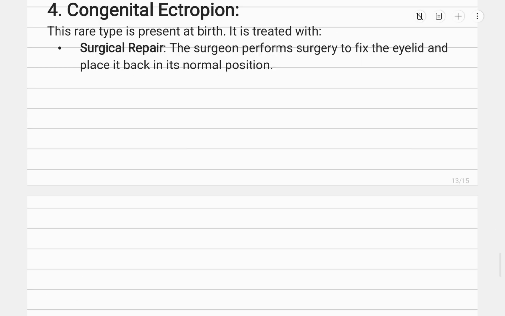Okay, but in case of congenital, if it occurs, then surgical repair is done. The surgeon performs the surgery to fix the eyelid and place it back to the position, because it is due to a congenital cause, so we go for simply the surgical repair.